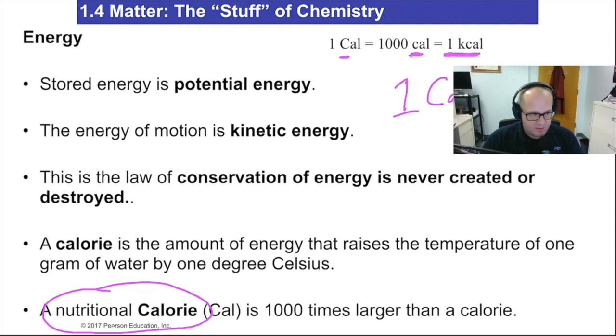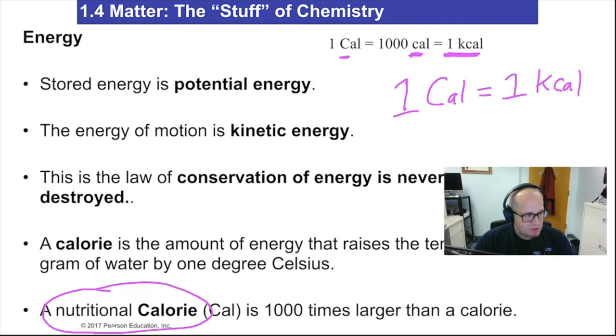Kilo, remember, kilo is 1,000. One Calorie is one kilocalorie. Very, very simple, but that's how it works. This is what we're talking about. Okay?